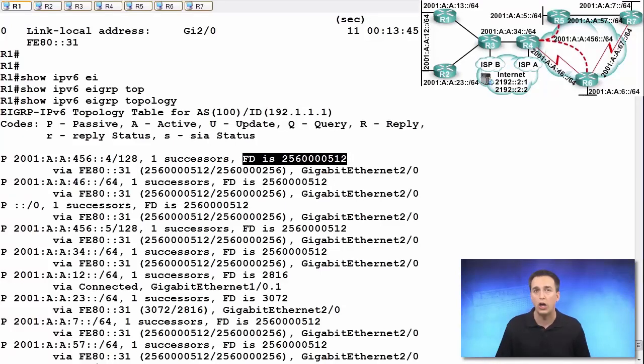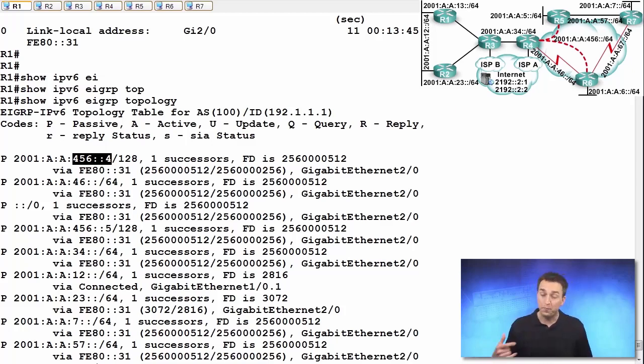And the best path is the one with this particular feasible distance. Now that's a rather large feasible distance. And if we look at the topology, you'll see that 456::4 is that frame relay link between R4, R5, and R6. So that would have been redistributed from OSPF into the EIGRP process. And that's why it has such a large feasible distance, because when we set the metric during the redistribution process, it was set to a rather large number.